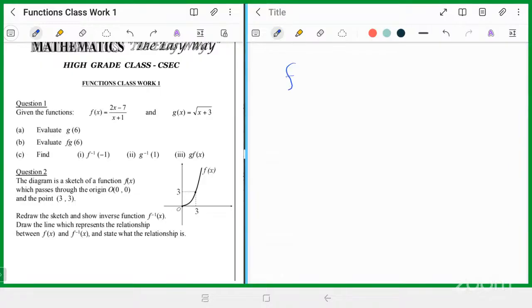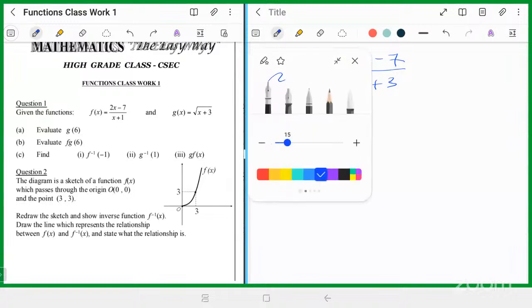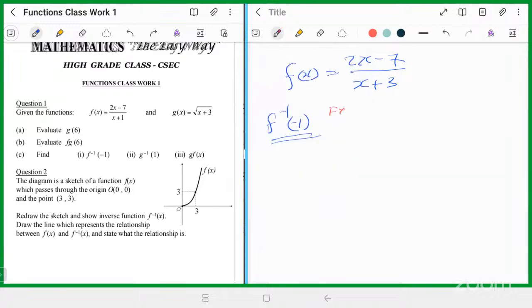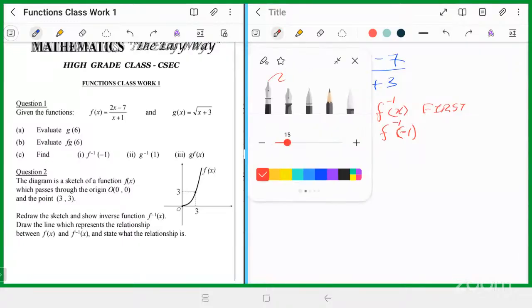We have f of x equals 2x minus 7 divided by x plus 3. And the question is asking us for f to the minus 1 of negative 1. To find f to the minus 1 of negative 1, we're going to find the inverse first, f to the minus 1 of x first. And after we find f to the minus 1 of x, then we will find f to the minus 1 of the negative 1 by putting the negative 1 in this f to the minus 1 function. So how do we get the f to the minus 1 function? We do the same way we would with a simple function.